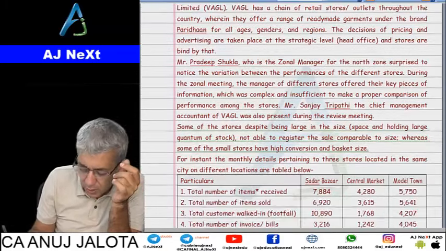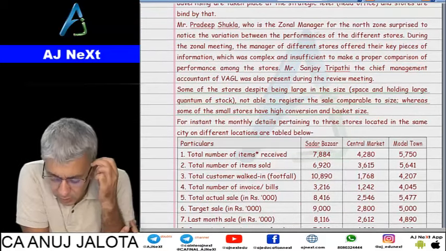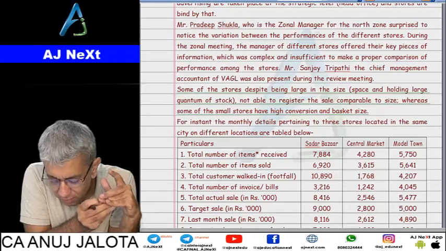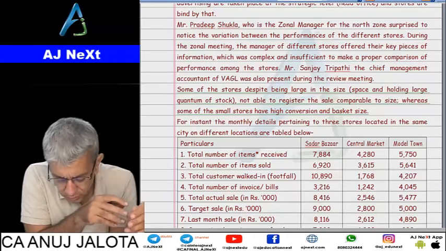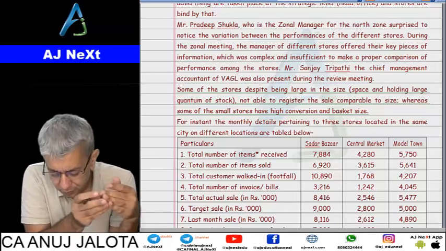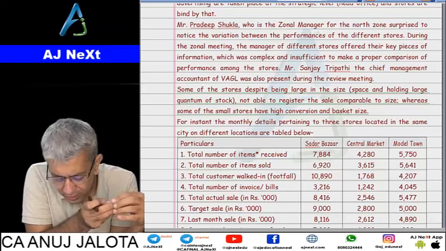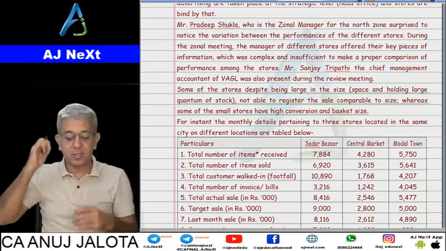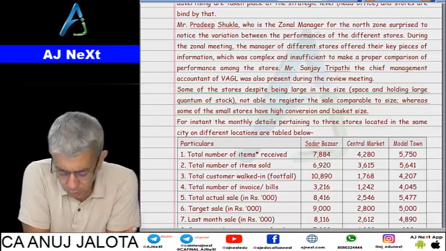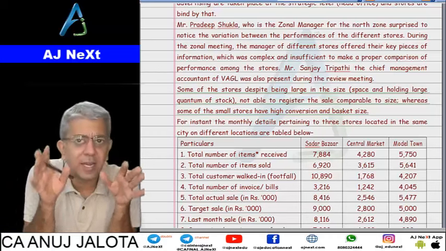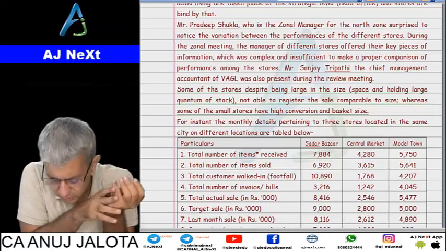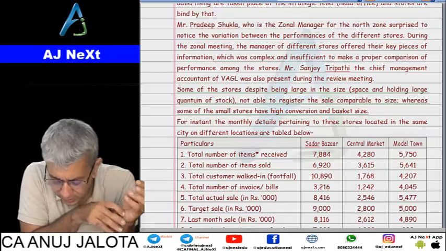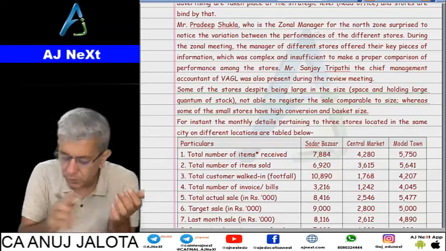Mr. Pradeep Shukla, who is a zonal manager of North Zone, is surprised to notice the variation between the performances of various stores. During the zonal meeting, the managers of different stores offered their key piece of information, which was complex and insufficient to make a proper comparison of the performance among the stores. So this guy was a zonal manager for the entire North Zone. He met the stores' managers and he got a good amount of data from them, but that data was very complex. Mr. Sanjay Tripathi, the chief management accountant of VAGL, was also present during the review meeting.